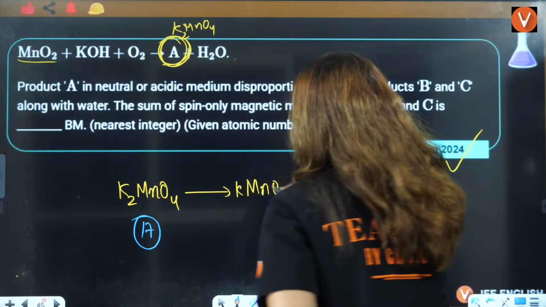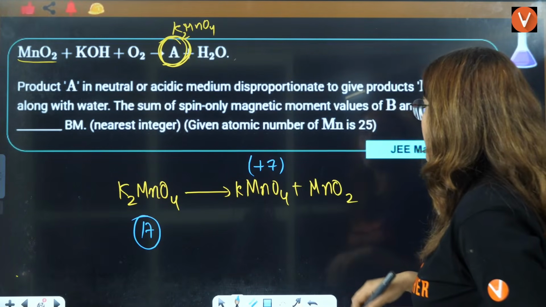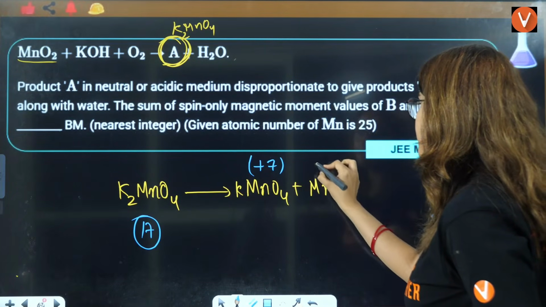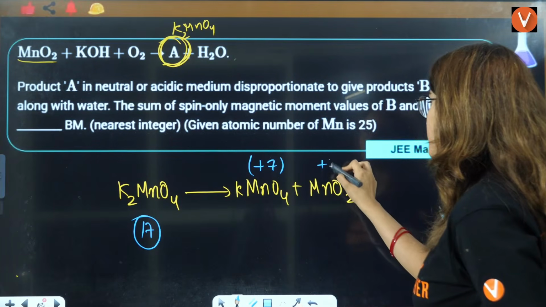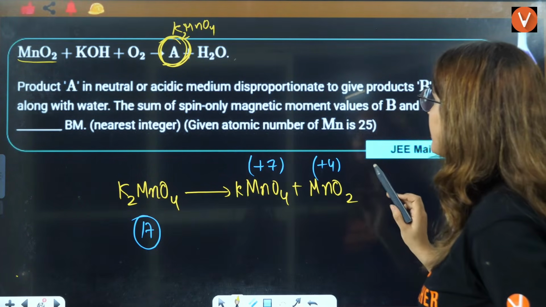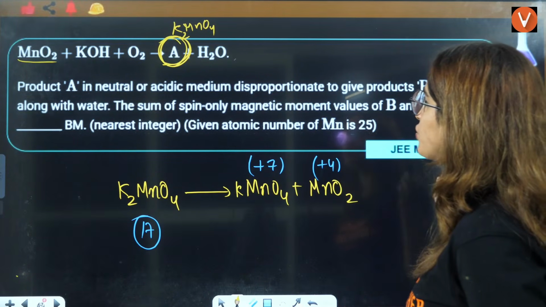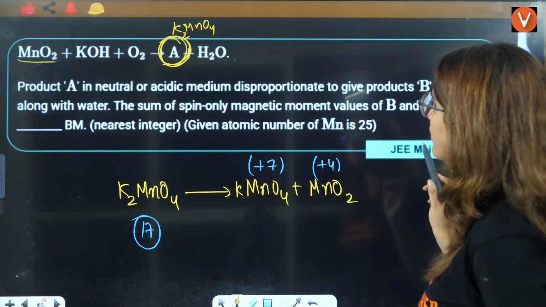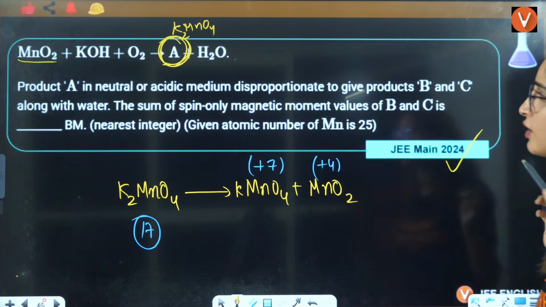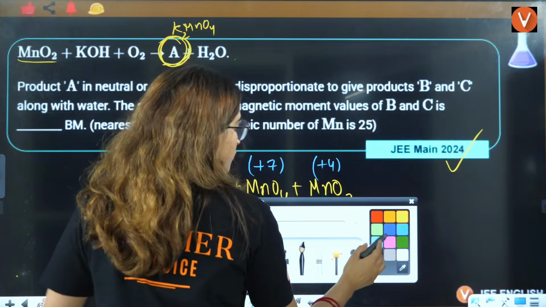So if you see, this is +7, right? And here it is +4. Okay, so let us see, have they given any specific values here? Product A in neutral or acidic medium is converted to give product B and C along with water. They are saying the sum of spin only magnetic moment.